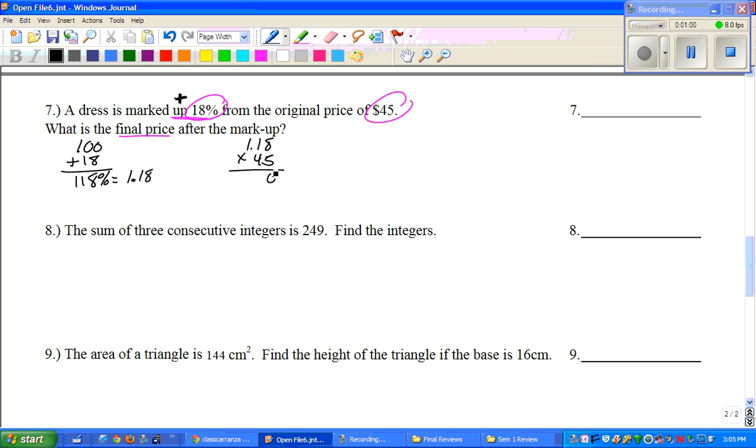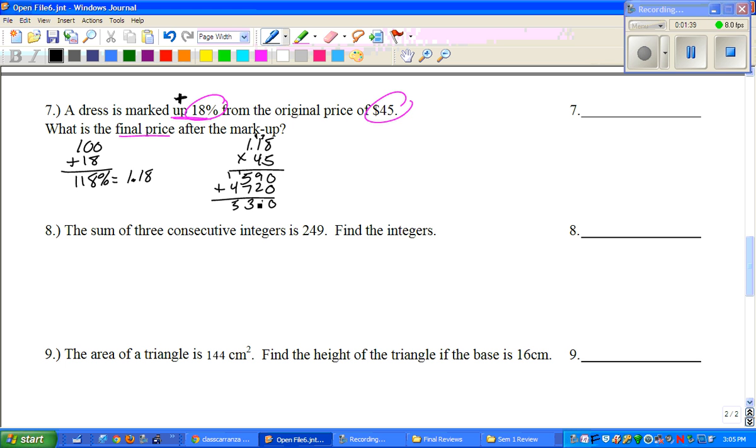So 5 times 8 is 40. 5 times 1 is 5, plus 4 is 9, and 5 times 1 is 5. Put down the 0. 4 times 8, 32. 4 times 1 is 4, plus 3 is 7, and 4 times 1 is 4. Add all of those up, 0. Carry the 1, carry the 1. Okay, so $5,310, does that make sense?